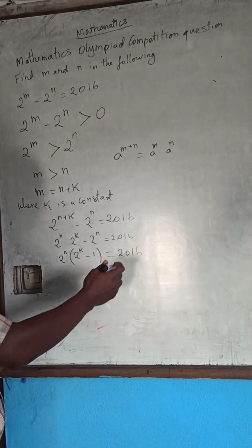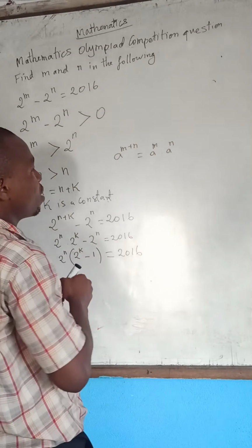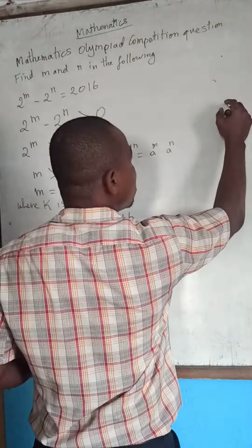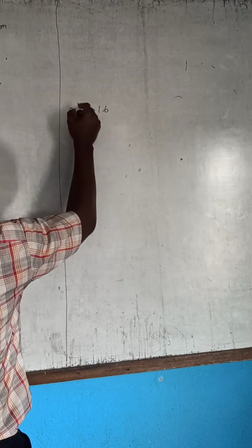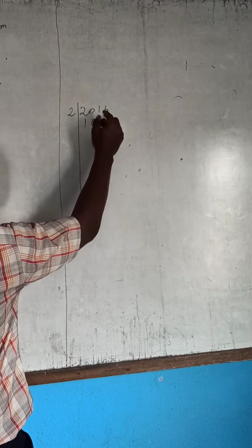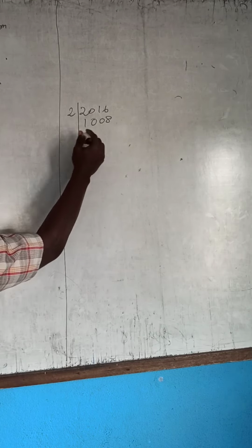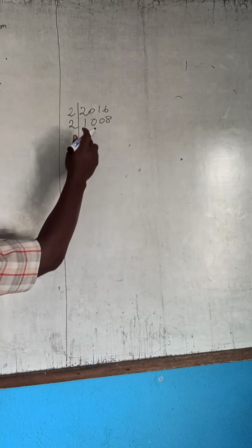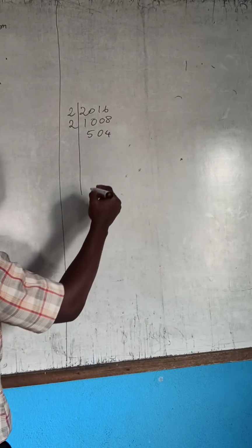That means we are going to get the prime factors of 2016. So let's get the prime factors of 2016. Let me do it here. 2016 in power of 2, the prime factors: we divide by 2. There will be 1008. Divide by 2 again. There will be 504.